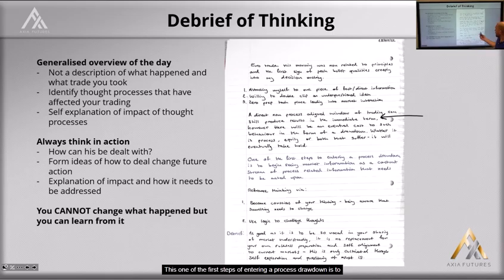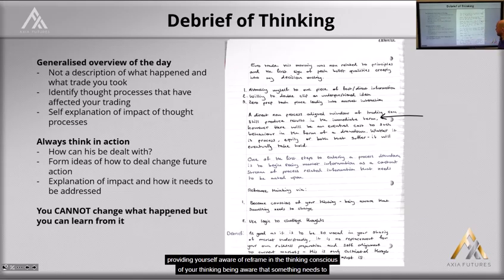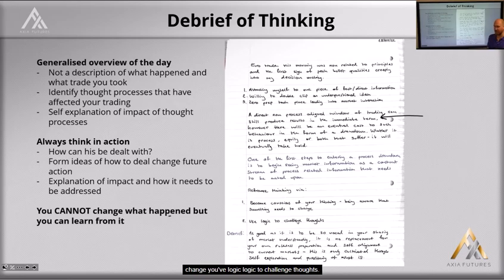This is one of the first steps of entering a process drawdown, is to begin seeing market information as a constant stream of process-related information that needs to be acted upon. So all of this is about looking at what you've done on the day, providing yourself solutions, providing yourself a way of reframing the thinking, conscious of your thinking, being aware that something needs to change. Use logic to challenge thoughts.